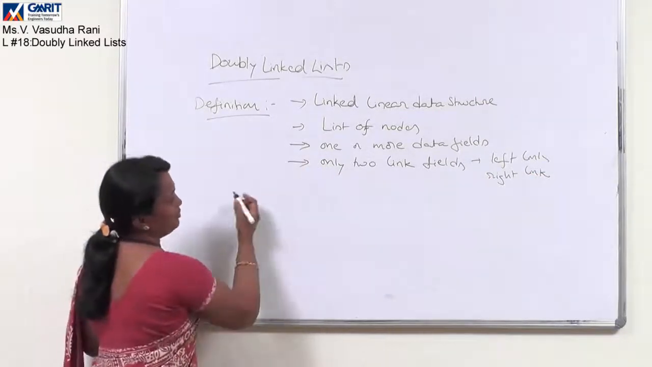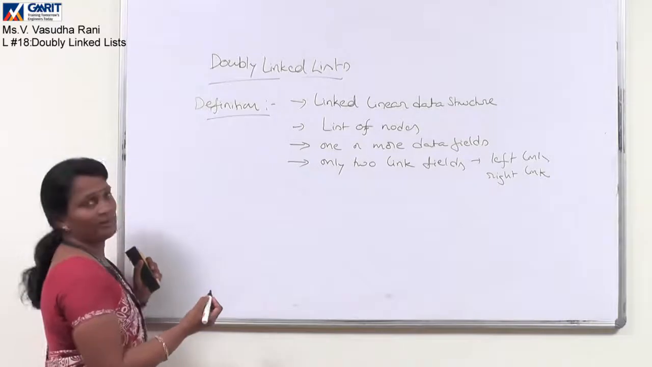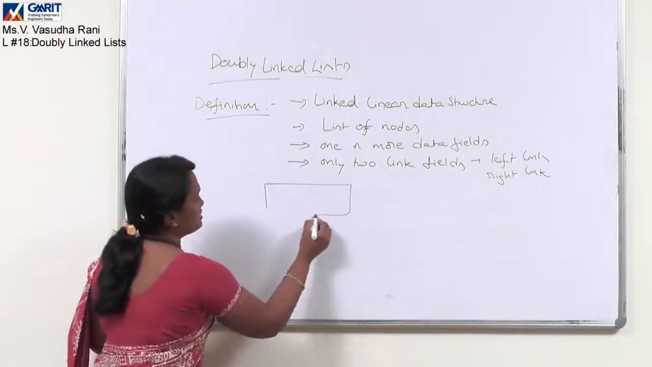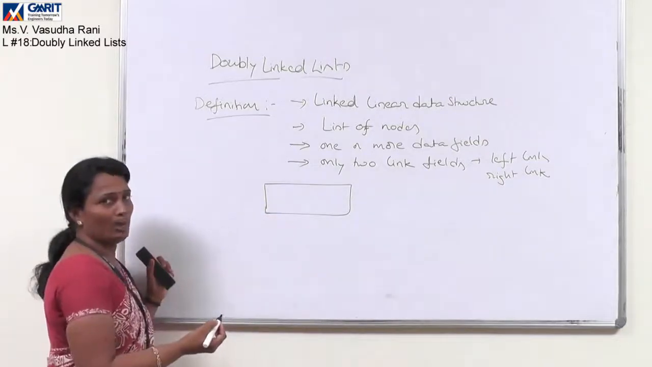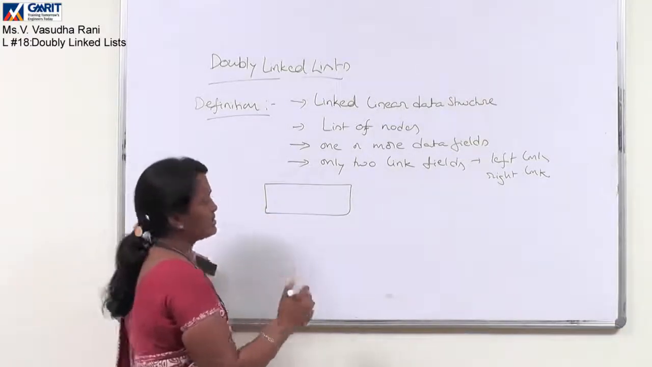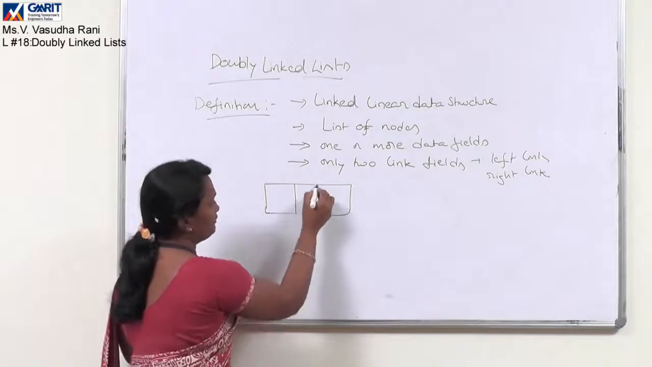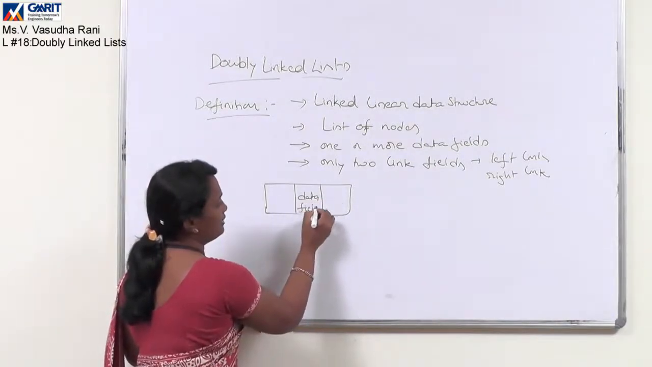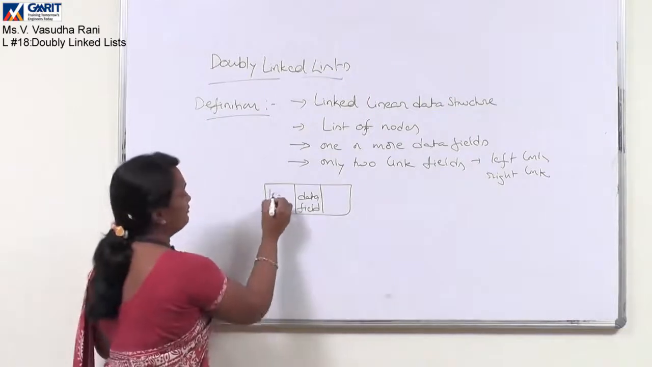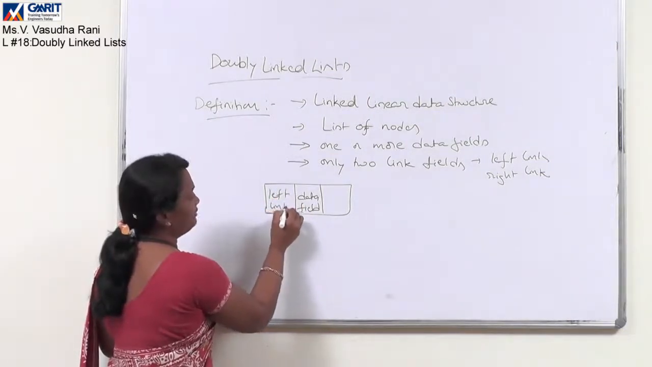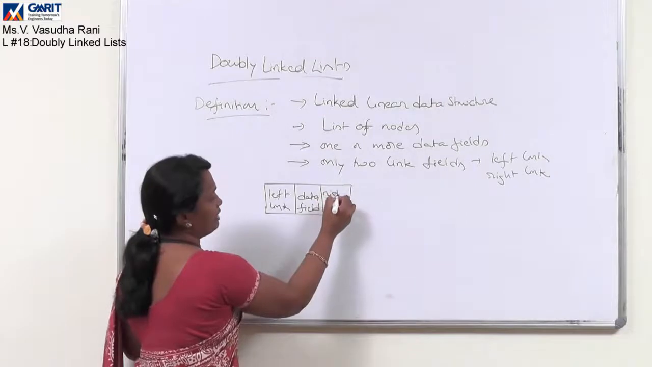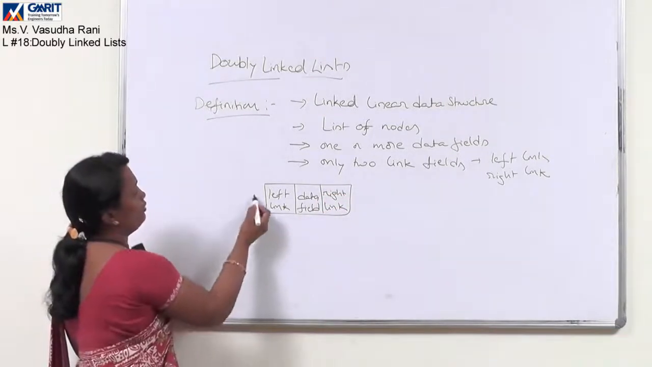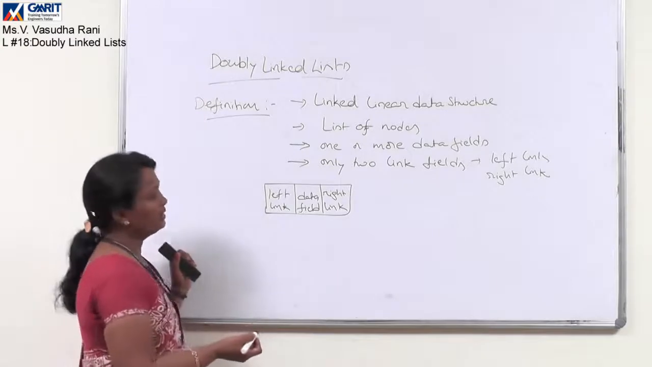Okay. So let's have the representation for a particular node in a doubly linked list. If you consider that there is only one data field, obviously there will be two link fields. So we can have this as our data field, and we have the left link defined and the right link defined. This is the structure for one node in a doubly linked list.